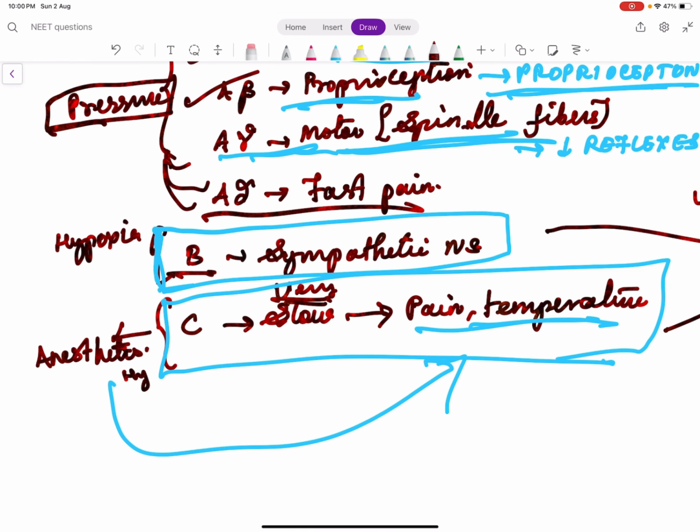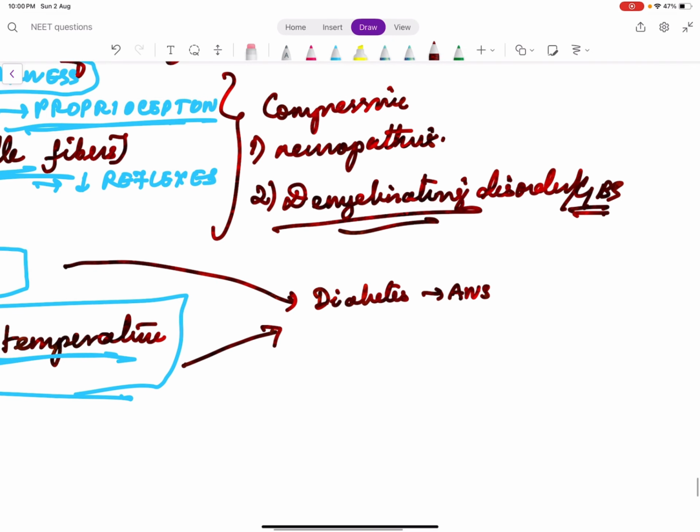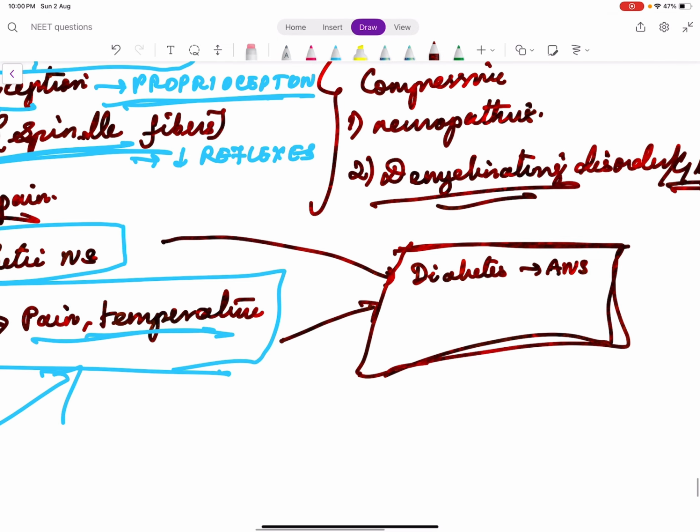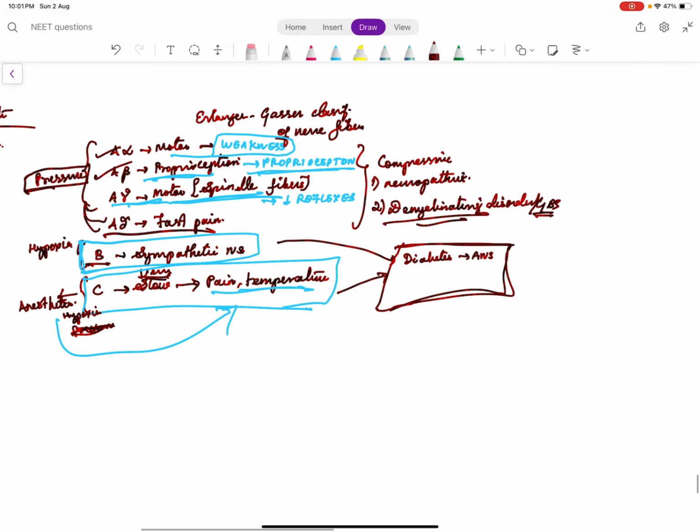Next one will be hypoxia. They cannot be affected by pressure because pressure is going to cause demyelination only. So C fibers are not affected by pressure, right? So diabetes will affect pain fibers first and autonomic fibers first.